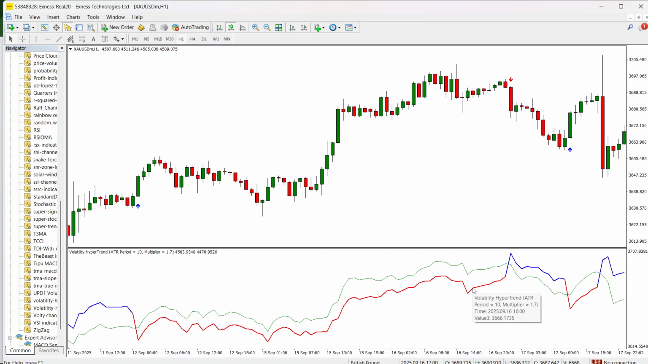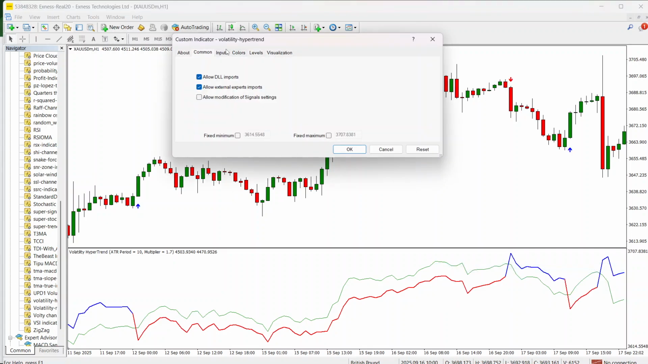Exit buy signal occurs when traders close all buy orders if, while a bullish trend is running, the red downward pointing arrow appears. While exit sell signal closes all sell orders if, while a bearish trend is ongoing, the blue upward pointing arrow is on display.